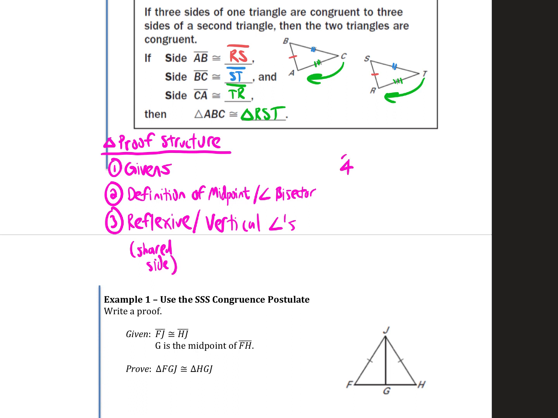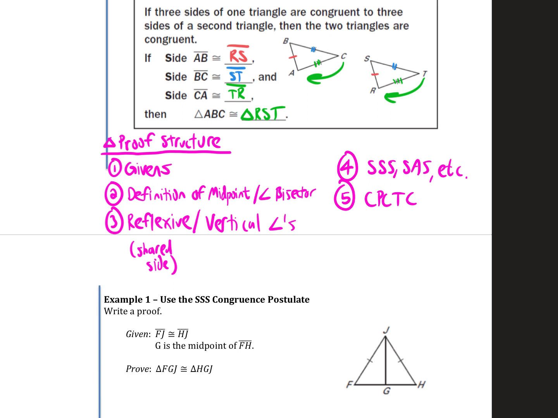Step 4 is going to be like side, side, side. We have also another one, which is side, angle, side. Stuff like this, we're going to put etc. That is going to be the 4th step. And then if needed, we're going to do what's called CPCTC, which we'll talk about later. It stands for corresponding parts of congruent triangles are congruent.